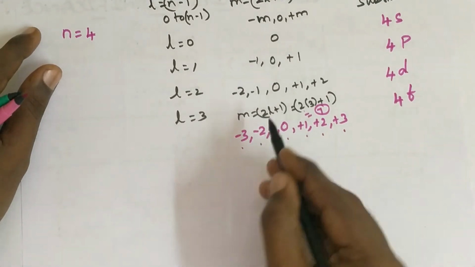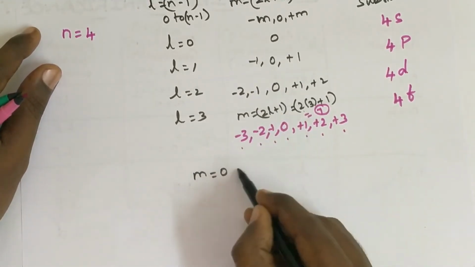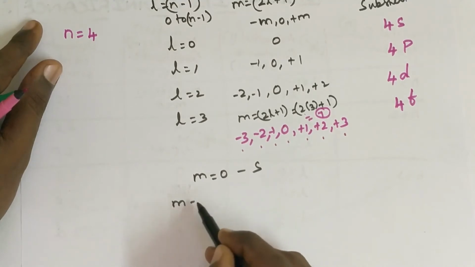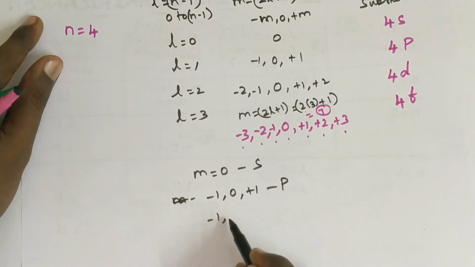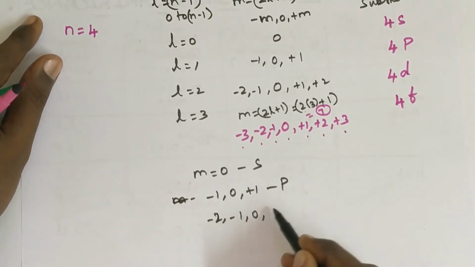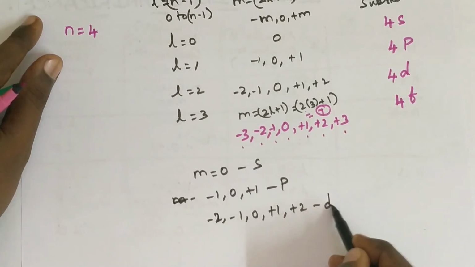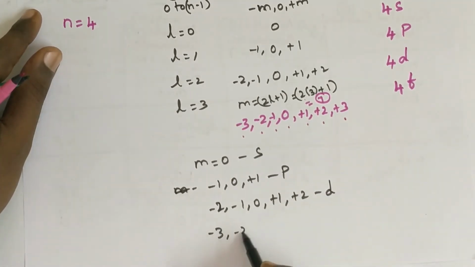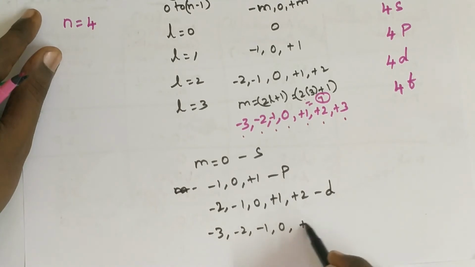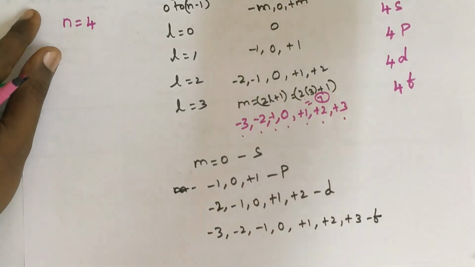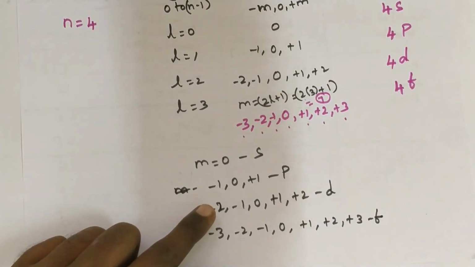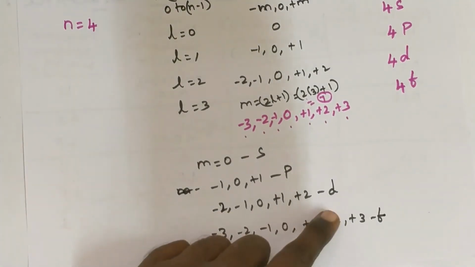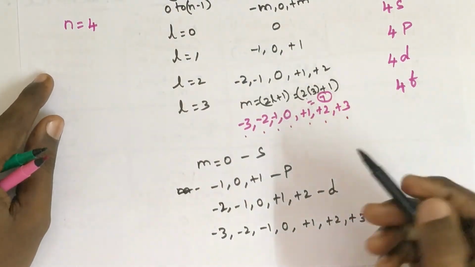Suppose if S orbital, m is equal to 0 means it is S orientation. If it is minus 1, 0, plus 1 means it is P. If it is minus 2, minus 1, 0, plus 1, plus 2 means it is D. If it is minus 3, minus 2, minus 1, 0, plus 1, plus 2 and plus 3 means it is F. So always remember minus 1, 0, plus 1 is P, minus 2, minus 1, 0, plus 1, plus 2 is D.